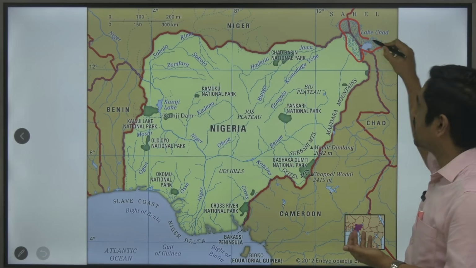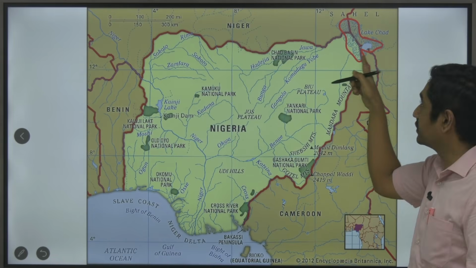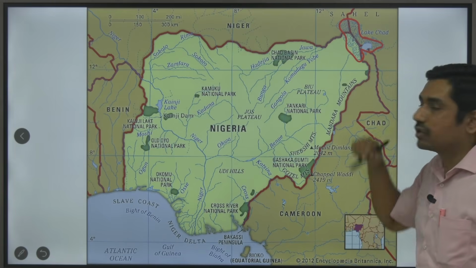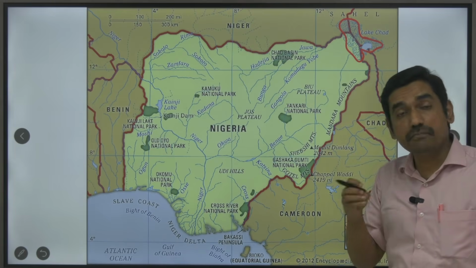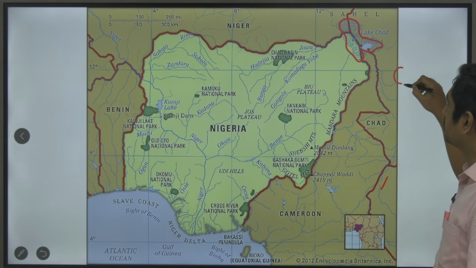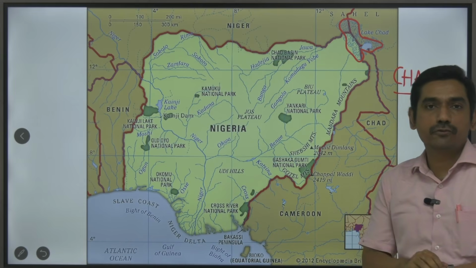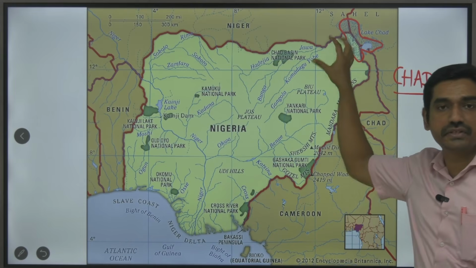Now, this is not exactly in the center of Nigeria. As you can clearly see, it is in the northeastern part of Nigeria, and it is shared by four other countries. We are talking about an inland water body, a very important lake, which is Lake Chad. Lake Chad has been important for the economy of the countries present in the Sahel region.